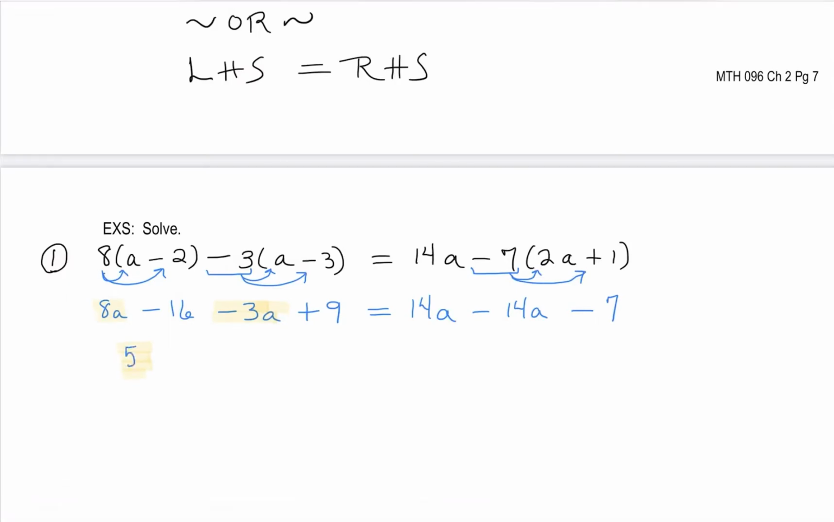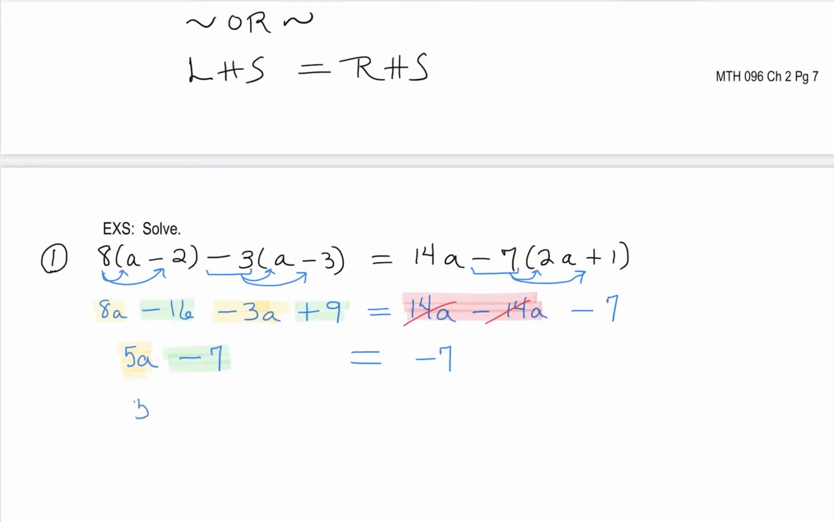So 8a minus 3a is going to give us 5a. And then combining my plain numbers on the left, negative 16 plus 9. So that's going to be, different signs, take my difference, which is 7, give my answer the sign of the larger number, which is minus. So 5a minus 7. All right, now on the right-hand side, I also have some like terms that I can combine. In this case, they're going to just become 0. 14a minus 14a is gone. It's 0. So I can put lines through those. All I really have remaining on the right-hand side is 0 minus 7, which is just minus 7.